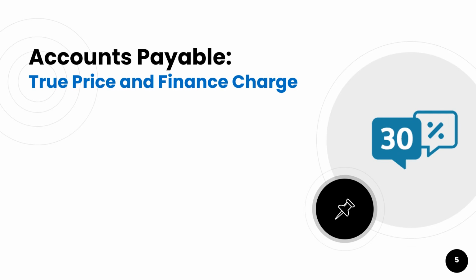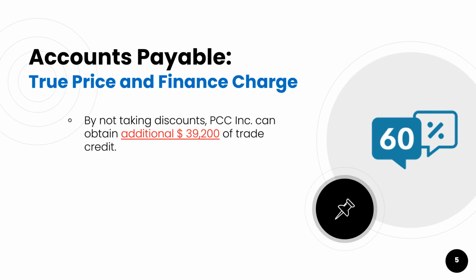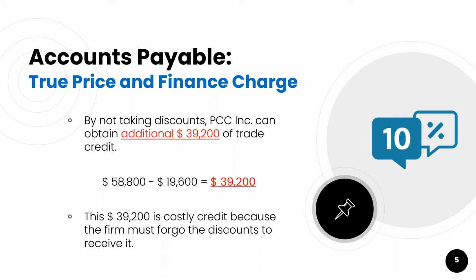By not taking discounts, the company can obtain an additional $39,200 of trade credit. This was obtained by subtracting the accounts payable amount if the discount was taken from the accounts payable amount if the discount wasn't taken. $58,800 minus $19,600 is equal to $39,200. We should note that this $39,200 is costly credit because the firm must forgo the discounts to receive it. The firm should determine if it can obtain the additional credit at a lower cost from another source, like a bank.